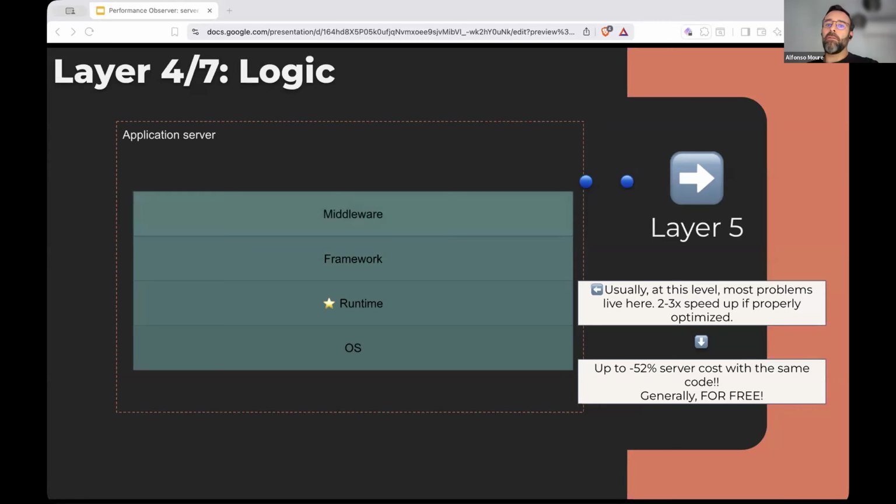And then we have the middleware level. This is where all the login, session control, application security, authorization, etc. is living. And most applications have 10 to 20 middlewares. None of them are measured individually. Okay, so that's also a huge point to check.